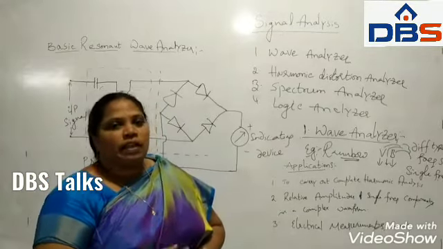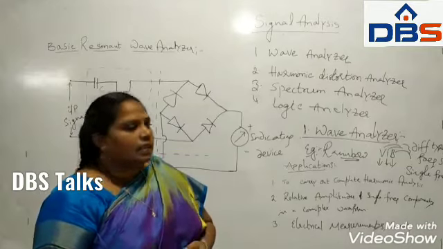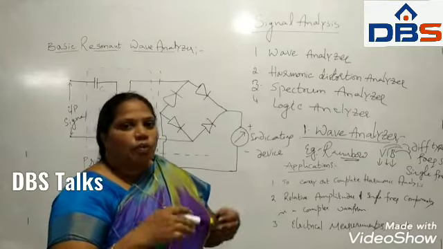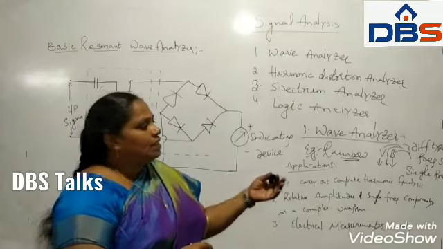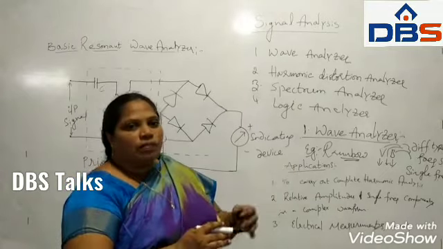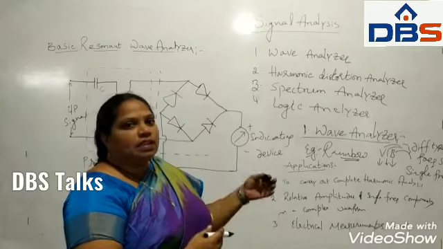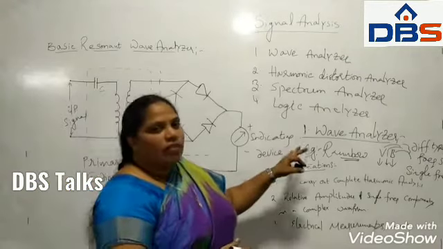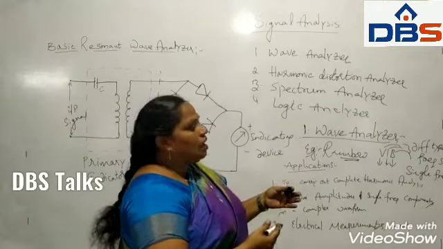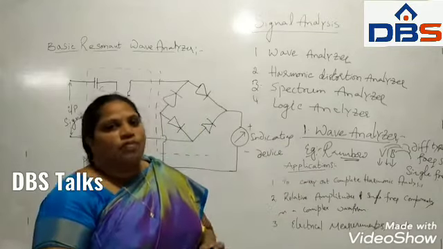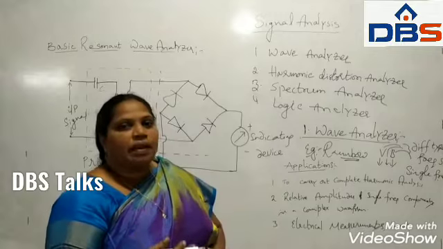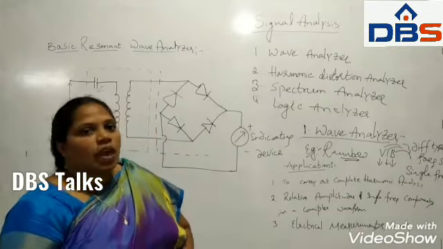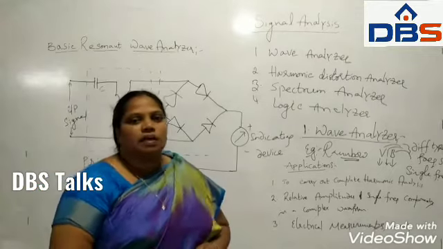For electromagnetic waves also we have to consider it. In that also, it will take a single wave from the complex form of the electromagnetic spectrum. So with the wave analyzer, from the complex form of the frequency signals, we can separate the single frequency signal.